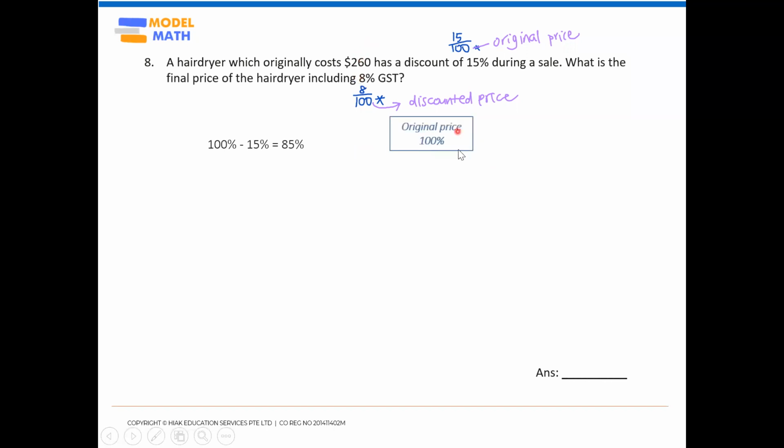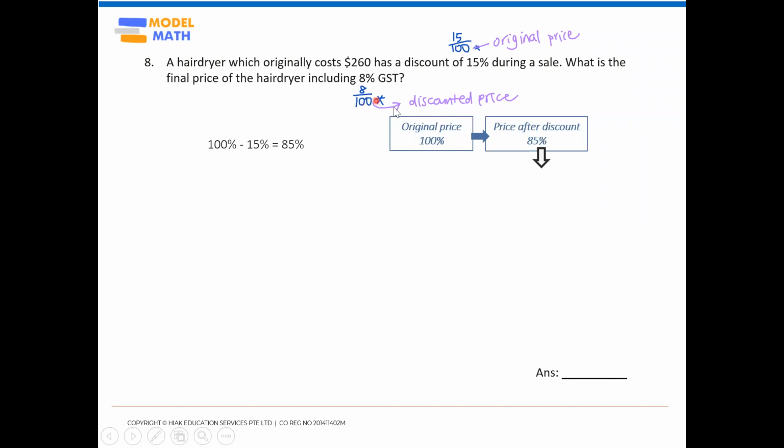Before I calculate, let me draw a simple diagram to show you the two layers. So the original price in blue here is 100%. After the discount, I'm paying 85%. Now, next, from this 85% that you're paying, from this new price that you pay after the discount, this will now act like the new 100 units over here.